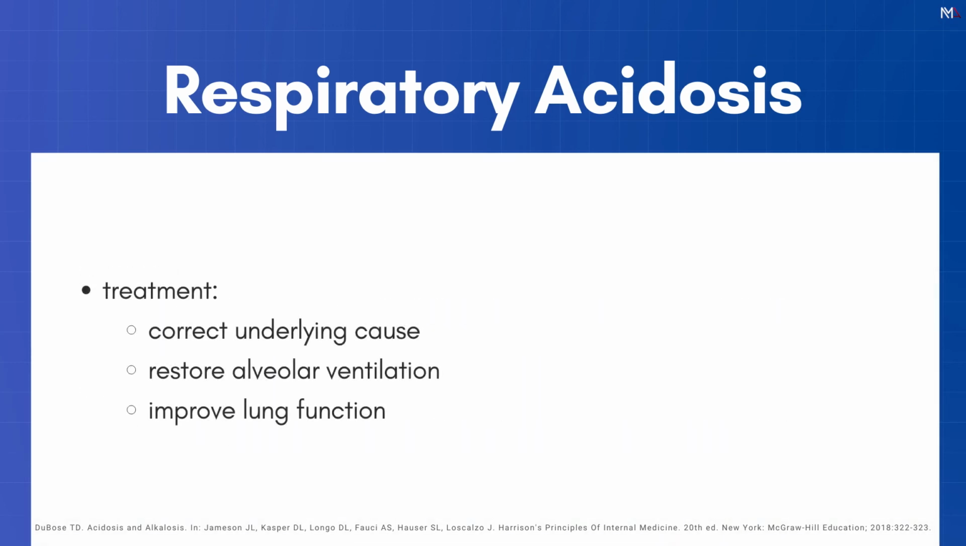The treatment for respiratory acidosis depends on the severity and rate of onset. For acute, the underlying cause must be reversed with restoration of adequate alveolar ventilation, either via tracheal intubation, assisted mechanical ventilation, or oxygen administration. For chronic cases which are difficult to correct, the goal is to improve lung function as the primary focus.